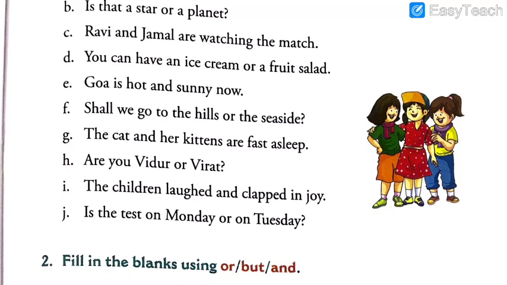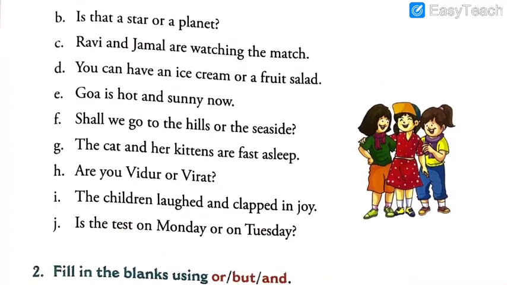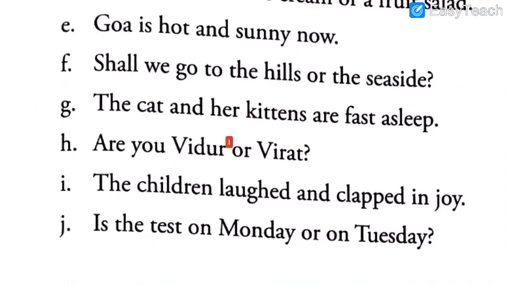Let us solve sentence H. Are you Vidur or Virat? Question mark. Are you Vidur or Virat? What is the conjunction here? Are is the conjunction? No. You is the conjunction? No. Or is the conjunction? Yes. So, you will have to underline or. I have highlighted, you have to underline.